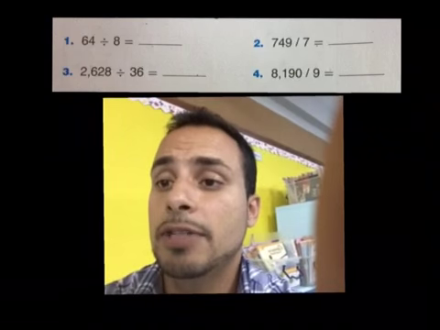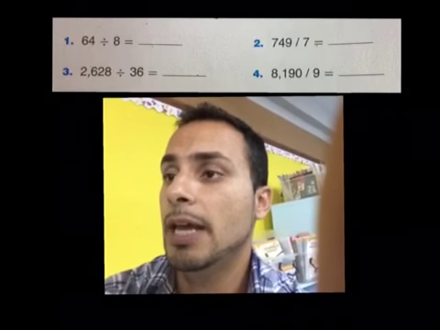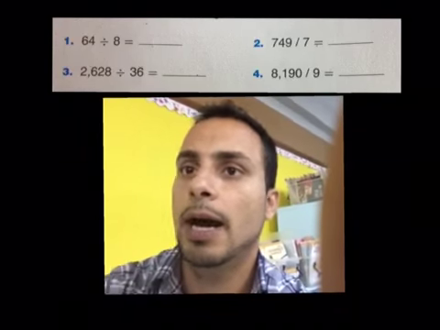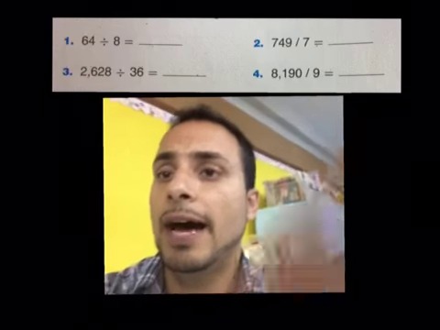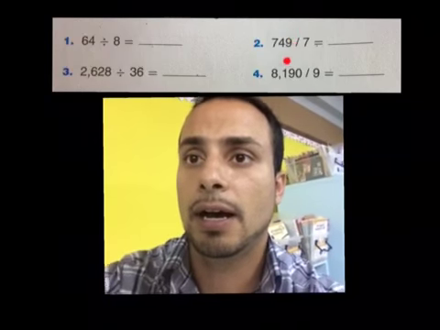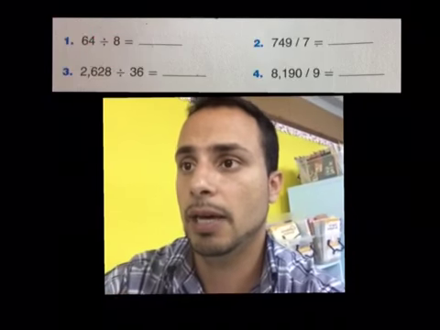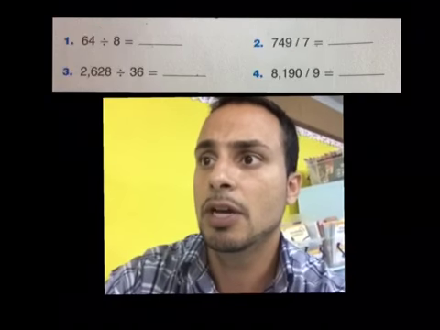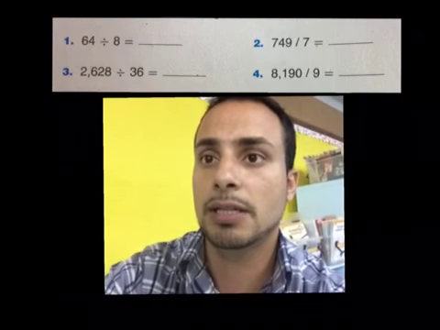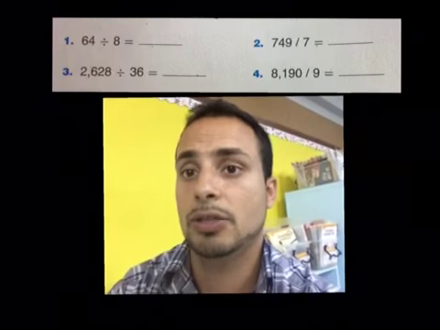For number 1, we have 64 divided by 8. So we want to know how many 8s we have in the number 64. Then we have 749 divided by 7. Always remember that when we have a slash, that is the equivalent of a division sign. Okay? And over here we have again the division and the slash again, which is like a fraction. 749 divided by 7. 2,628 divided by 36. 8,190 divided by 9. Okay, let's use the partial quotient method to solve these.